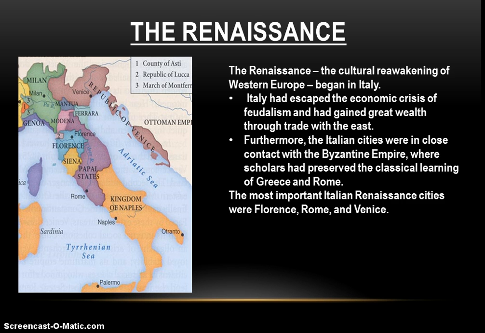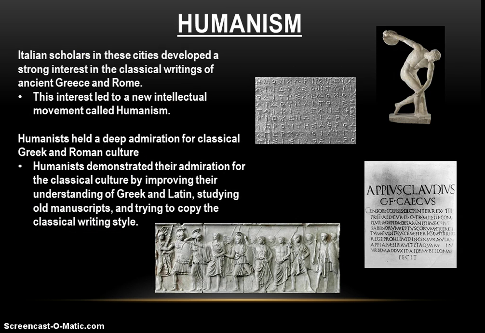And it's really the cities of Italy that are incredibly important in the Renaissance. And the most important Italian Renaissance cities are places like Florence, Rome, and Venice. Venice is the wealthiest of all of them, but we should also give credit to places like Milan and Siena and Genoa. These are also important cities of the Renaissance.